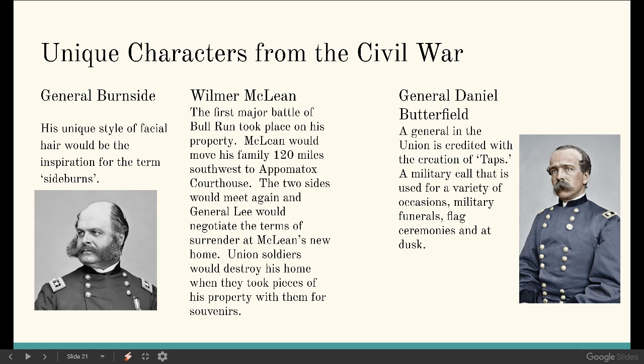And then we have General Daniel Butterfield as well. He was a general in the Union who was credited with the creation of the song Taps. Taps was originally used as just a bugle call at the end of the day to signal the end of the day for the soldiers. And so it was eventually used in military funerals, and we still use it in military funerals and important events, flag ceremonies, and things like that.